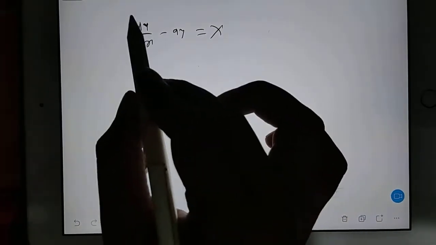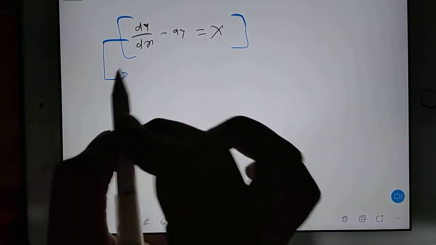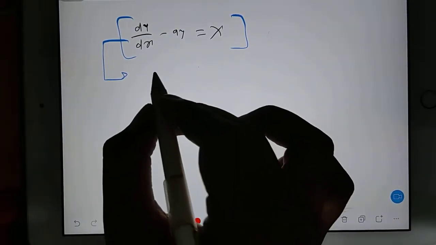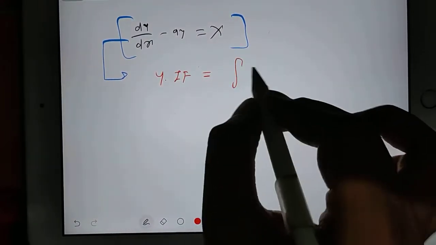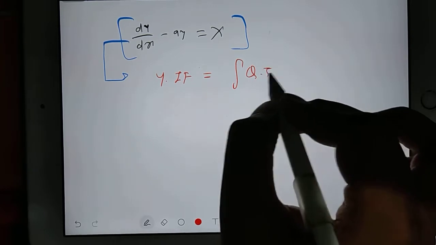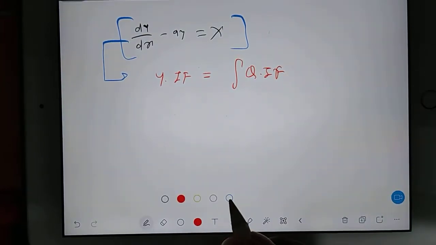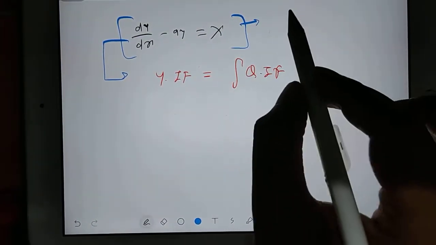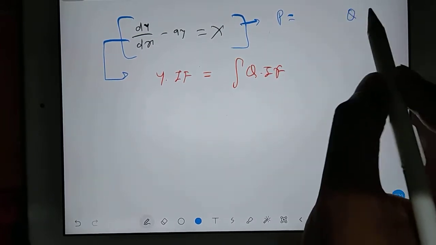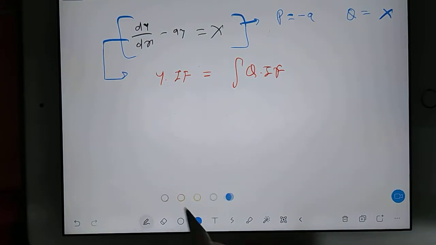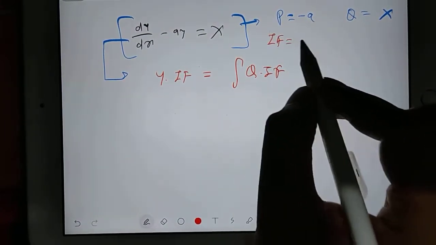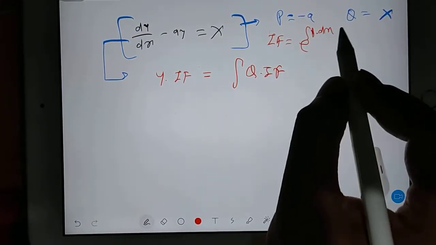We already know that whenever we have this kind of situation, we will break down to Leibniz format and we have a direct formula, right? What is the formula? Y into integrating factor is equal to integration of q into integrating factor. Now again keep in mind, whenever you are getting Leibniz form, quickly identify what is your p value and what is your q value. Here p value is minus a and q value is x. Then you immediately find the integrating factor, that is nothing but e power integral of p dx.